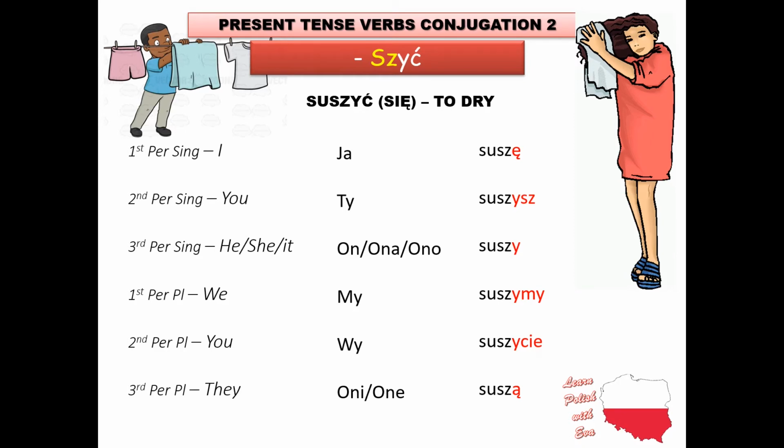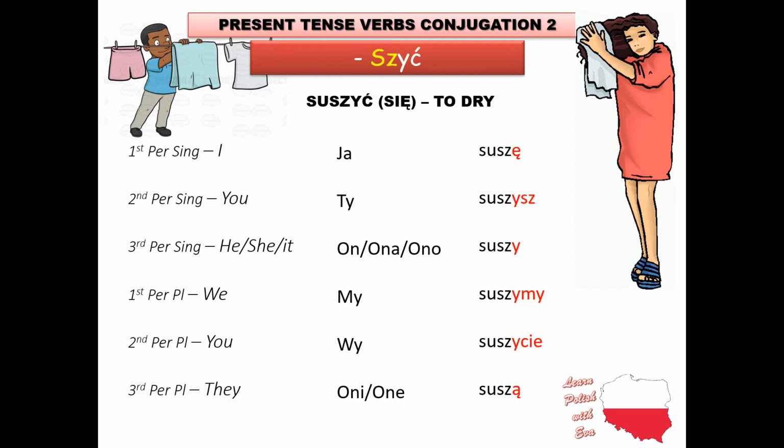Ja suszę. Ty suszysz. On, ona, ono suszy. My suszymy. Wy suszycie. Oni, one suszą.